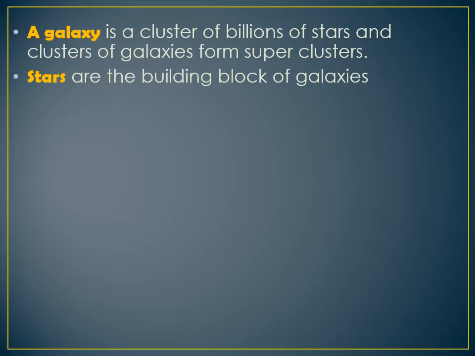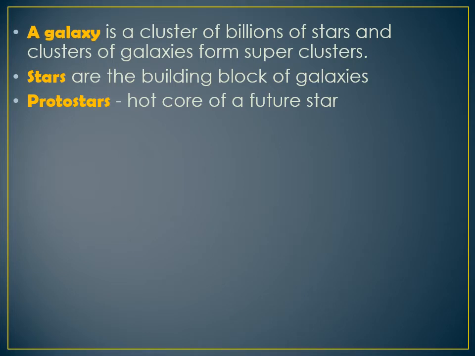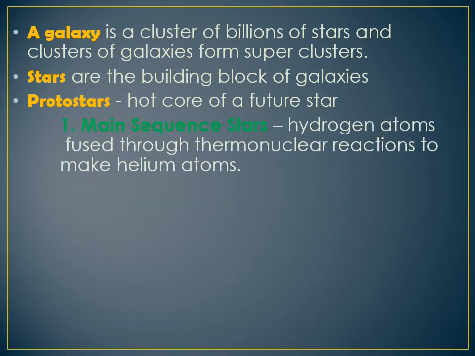Stars are born out of clouds of gas and dust in galaxies. Instabilities within the clouds eventually result in gravitational collapse, rotation, heating up, and transformation into a protostar. A protostar now is the hot core of a future star. Stars can be categorized into two. The first one is the main sequence stars. In the core of the stars, hydrogen atoms are fused through thermonuclear reactions to make helium atoms. One best example of this is the Sun, and these can burn their hydrogen gases up to 10 billion years.